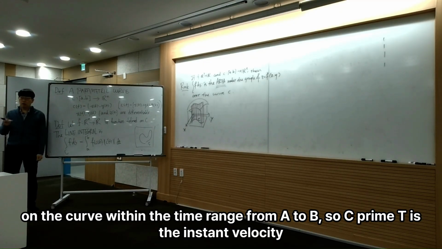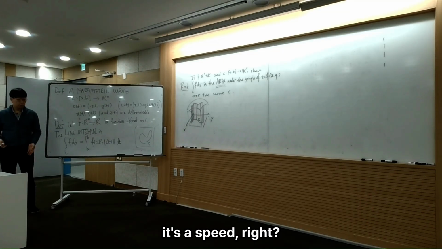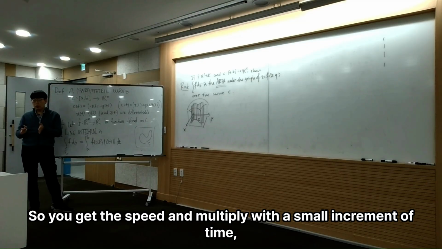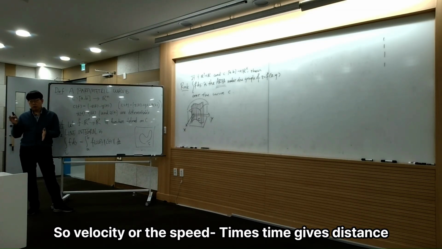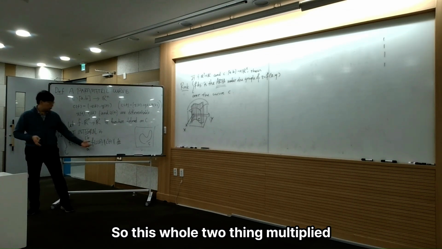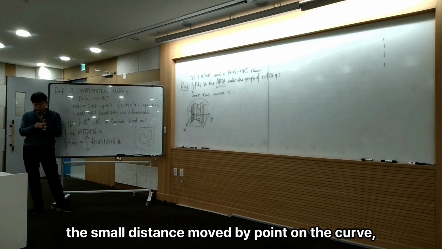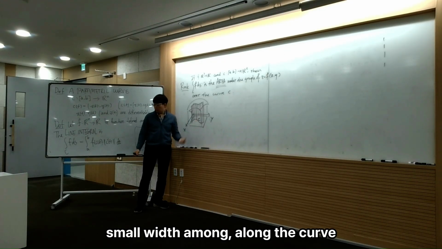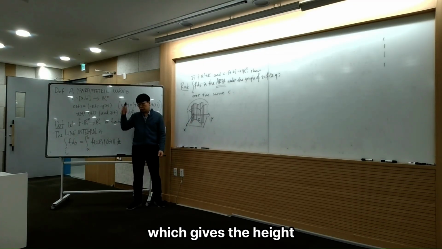So c prime t is the instant velocity. If you take the norm of a velocity, it's a speed. Right? So you get the speed and multiply with the small increment of time, which is just dt. So velocity or the speed times time gives the distance. These two things multiplied give you the small distance moved by the point on the curve. So it's a small width along the curve, and you multiply with the value of the function at that point, which gives the height.